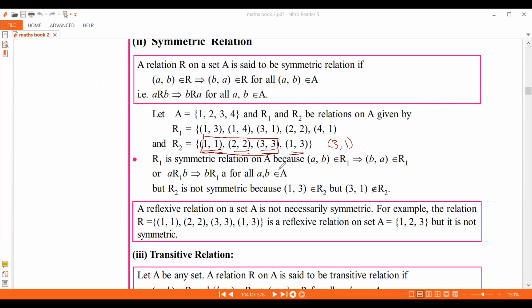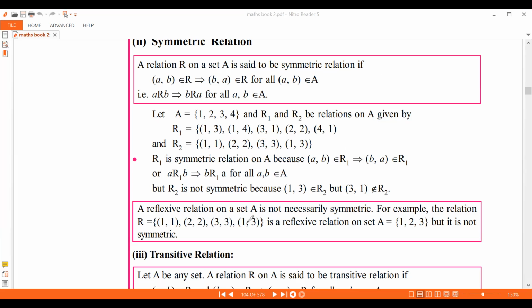R1 is a symmetric relation because (a, b) belongs to R1 implies (b, a) belongs to R1. R2 is not symmetric because 1 comma 3 belongs to R2, but 3 comma 1 is not there. So this is the logic. You have to stick strictly to this logic. This logic is very, very important. Hope you understood. Now, let's go ahead. Now, the third one.